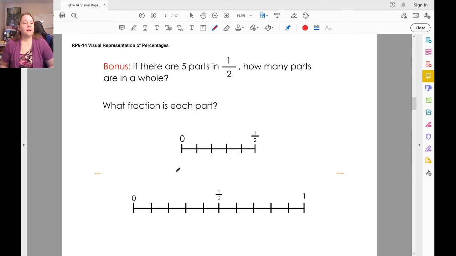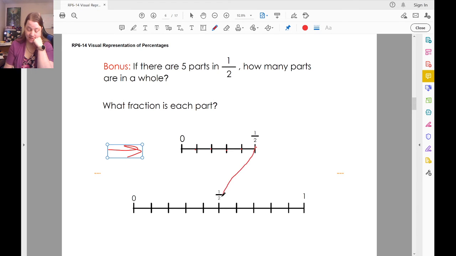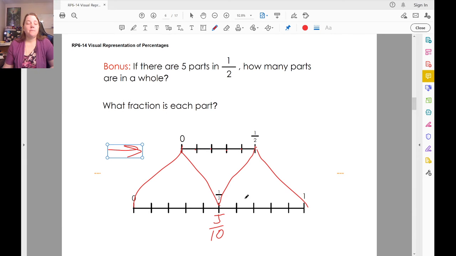If there are 5 parts in 1/2, how many parts are in a whole? So let's look at this number line. We know that there are 1, 2, 3, 4, 5 parts here. How many parts would that make in a whole? Well, if we take this and we extend it out and we basically double it, that means that now instead of 5, there are 10. So this would be 5 out of 10, and then we would continue on with our fractions.